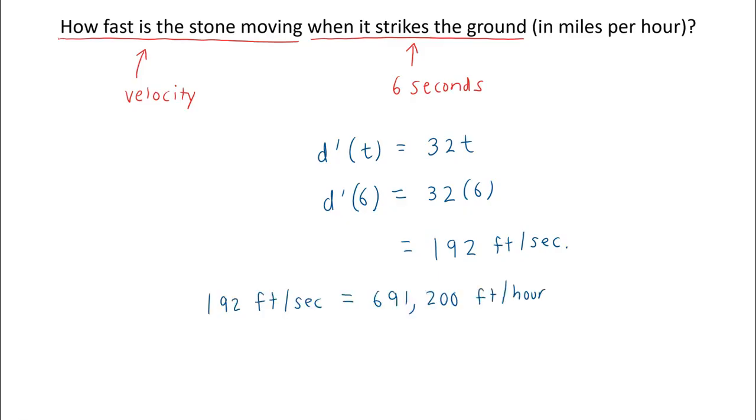192 feet per second is 691,200 feet per hour. We get that number by multiplying 192 by 3,600 because there's 3,600 seconds in 1 hour. And to change that from feet per hour to miles per hour, we divide the 691,200 by 5,280 because there are 5,280 feet in 1 mile. That gives us about 130.9 miles per hour.